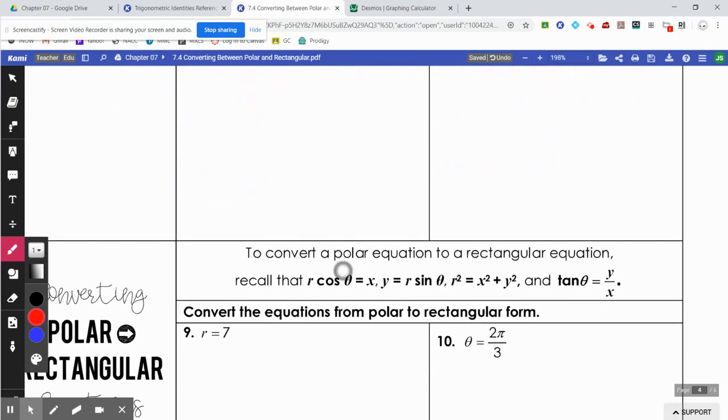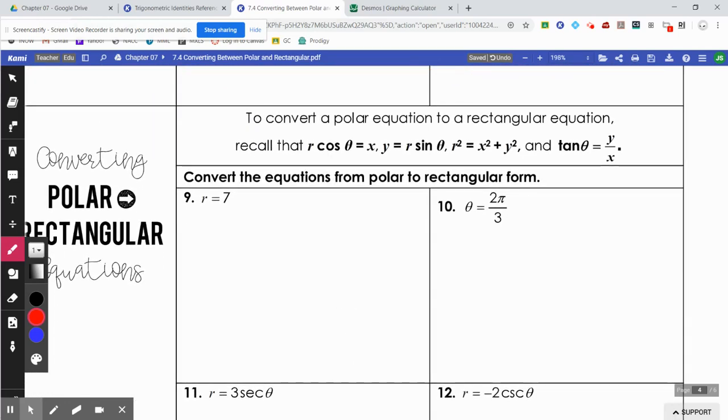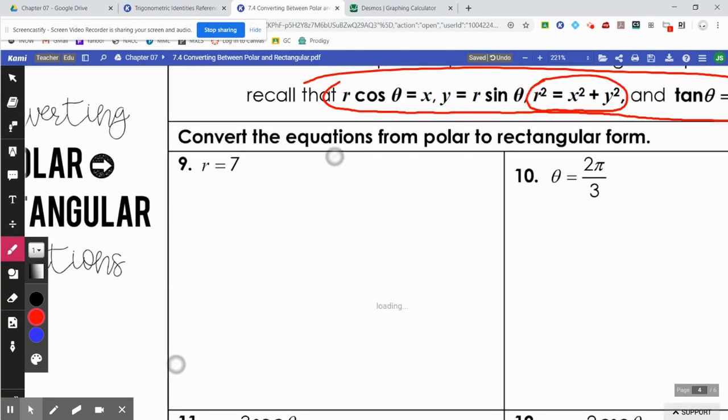Okay, next section. What about converting from polar to rectangular? Like r equals 7, we know that's a polar graph. Well, we can use these same transformations or same equations to transform these. We know what r is equal to, we know what y is equal to, we know that r squared is x squared plus y squared, we know that tangent is y over x, so let's use those exact same things to transform these.